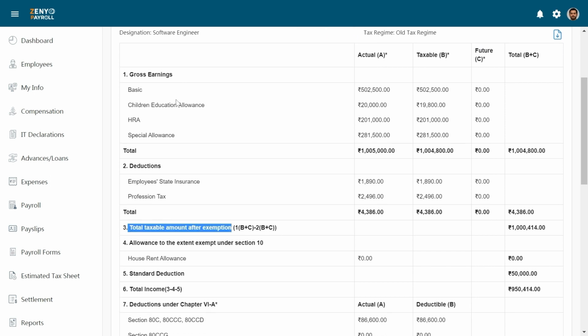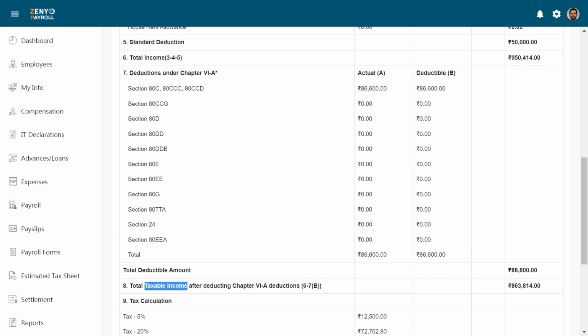This value is the total gross earnings and this is the total deductions. The total taxable amount after the exemption is the difference between gross earnings and deductions. Total income is the amount you get after all deductions are made. The deductions are the IT declarations submitted and verified by the employee for IT filing.